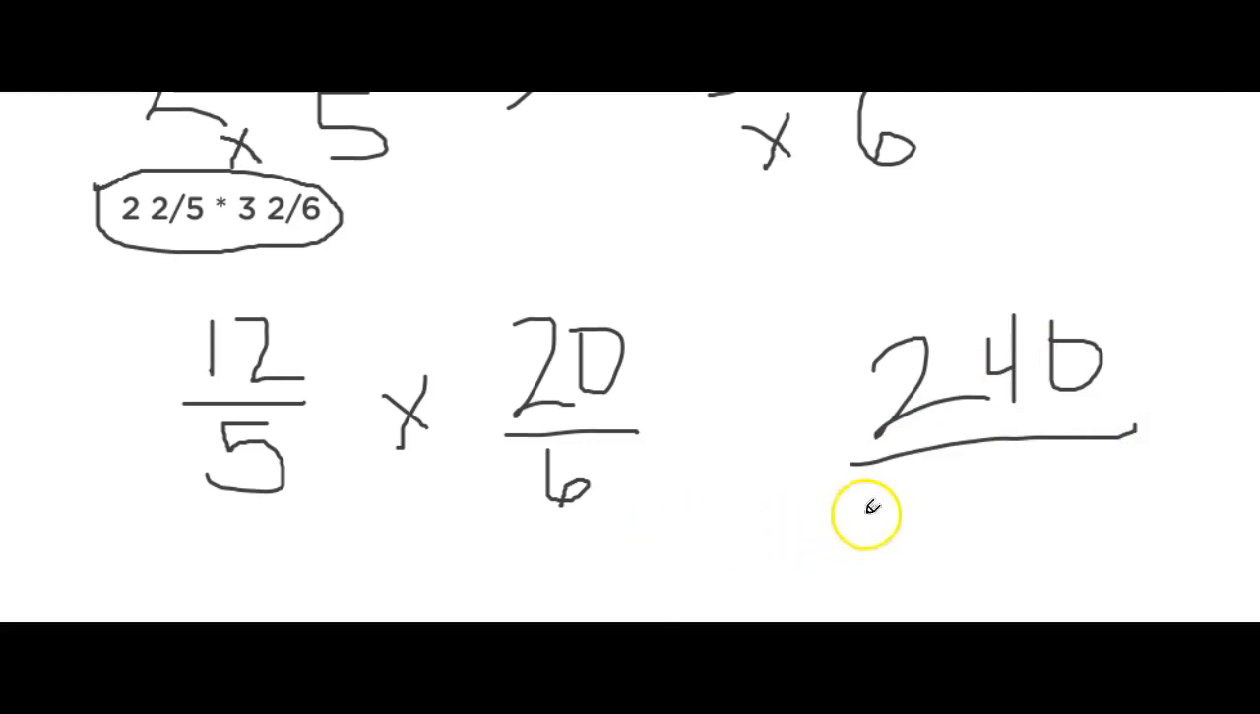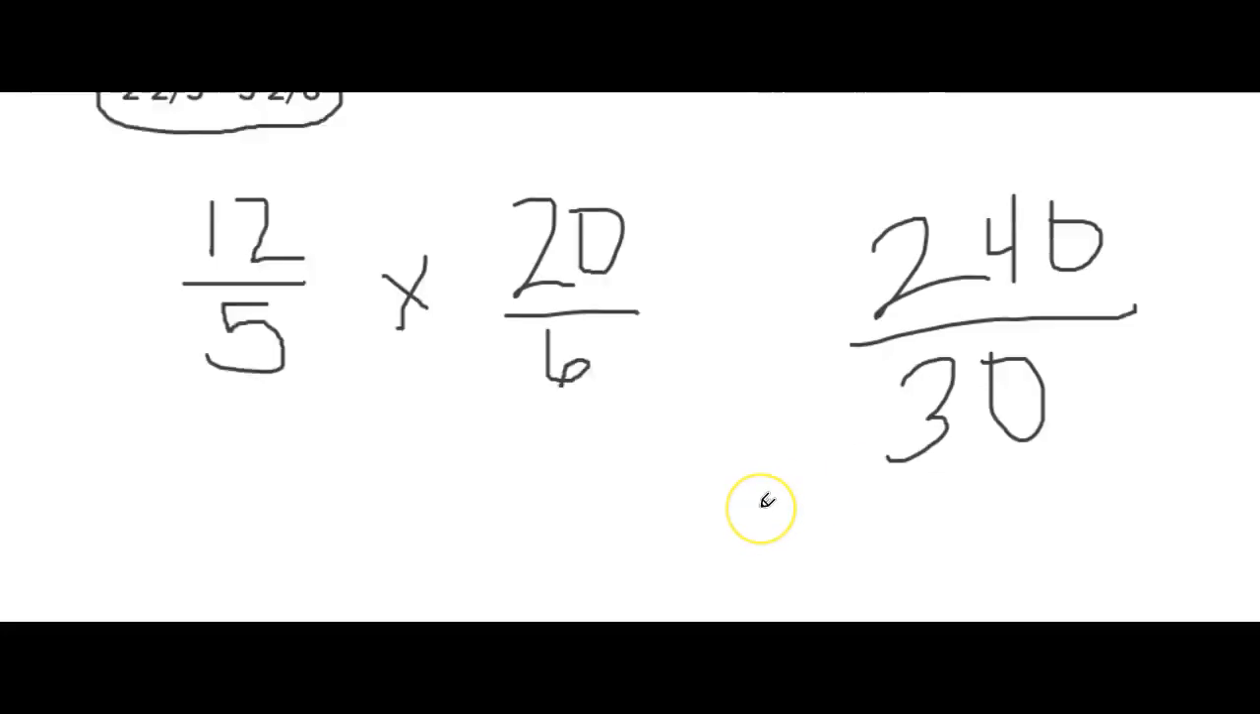Over 5 times 6 is 30. Okay? So, of course, we cannot leave that in the form that it's in. So you have 240 and you have 30. Are there any common denominators in that? So let's see if we can break this down.